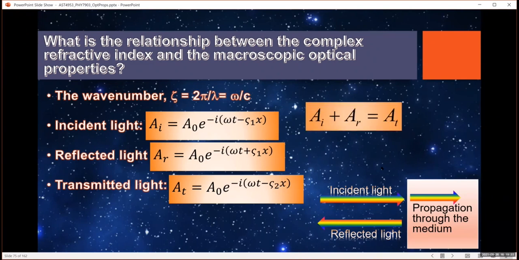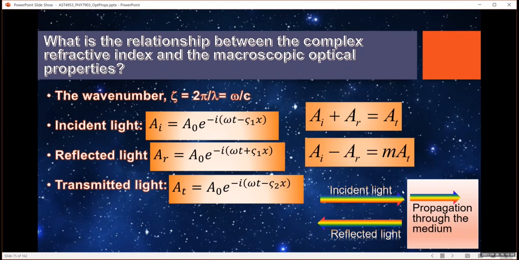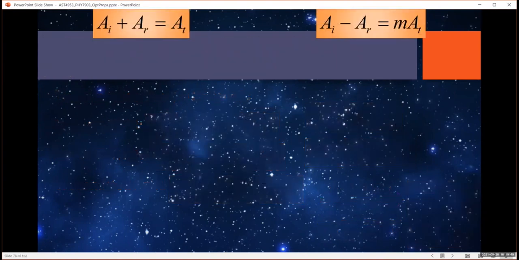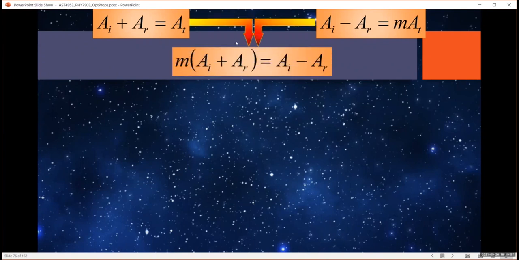Now, because we have to have continuity across the boundary, we have that the incident light plus the reflected light is equal to the transmitted light. At the same time, if we've got the incident light minus the reflected light, that is what is going in, but you've got to multiply it by the complex refractive index to account for that change in speed and absorption. So we've got these two equations that we can bring together. So here I've got the incident light, the reflected light, the transmitted light, and the complex refractive index. So we bring them together.